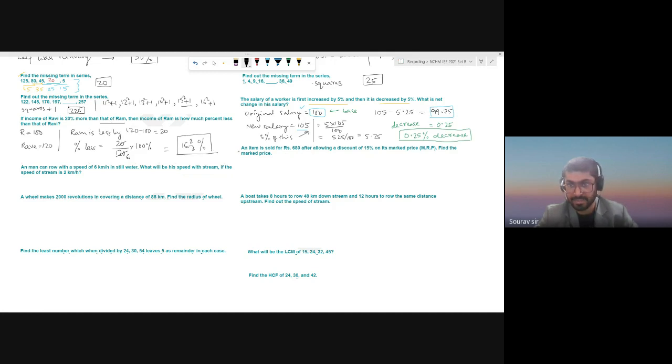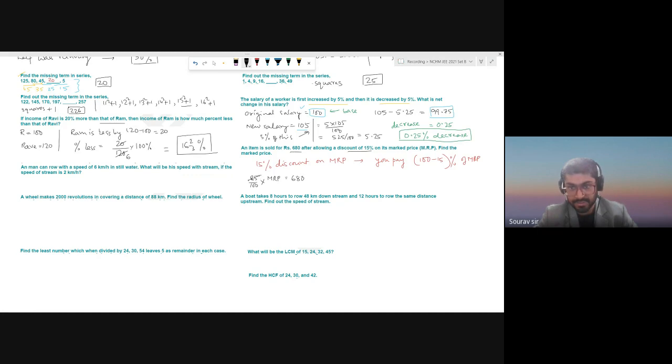Okay. Next sum from profit and loss. An item is sold for rupees 680 after a discount of 15% on its MRP. Find the marked price. So 15% discount on MRP. This means you pay 85 by 100 times MRP, you got to 680.